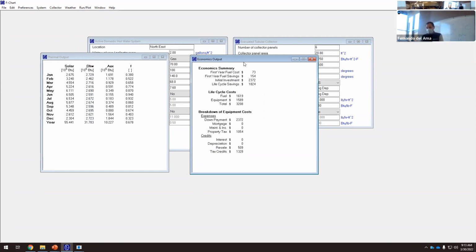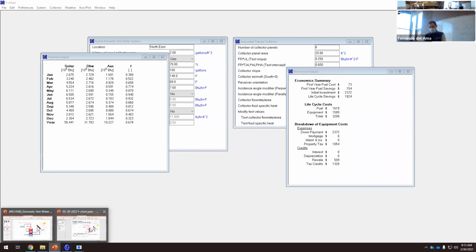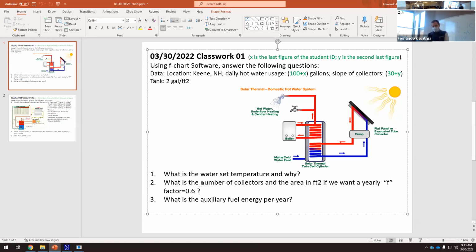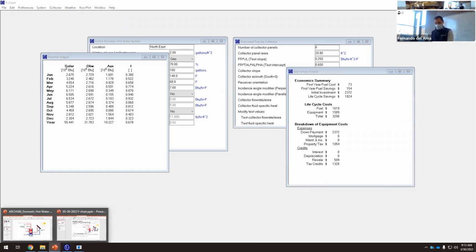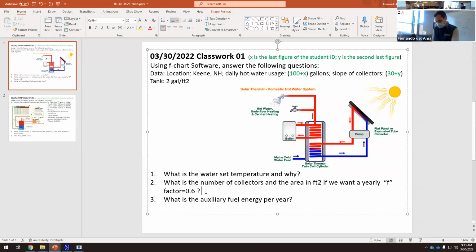So that's very easy. What's the number of collectors and the area in square feet? We are working with 6 collectors times 20.8. So the answer to this would be 6 collectors times 20.82 square feet per collector. So what's the total area? 6 times 20.82, whatever.